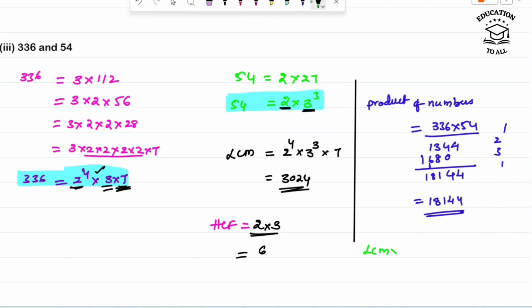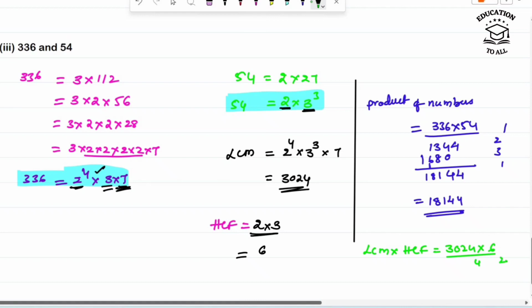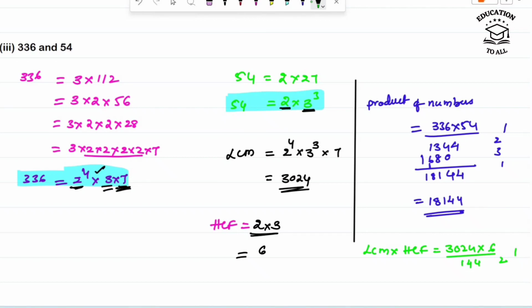So LCM into HCF. So check it, what is the LCM? We got it. So 3024 into HCF is 6. So now multiply both these numbers. 6 fours are 24, 2 outside, 6 twos are 12, 12 plus 2 is 14, 1 carries, and it is 6 into 0 is 0, plus 1 is 1, and 3 into 6, 18.